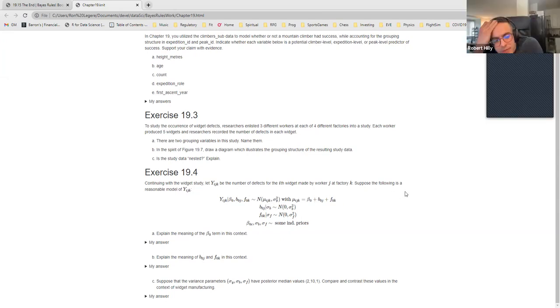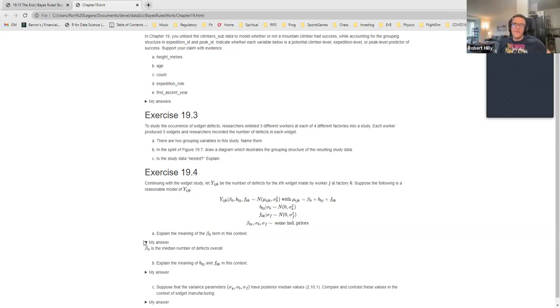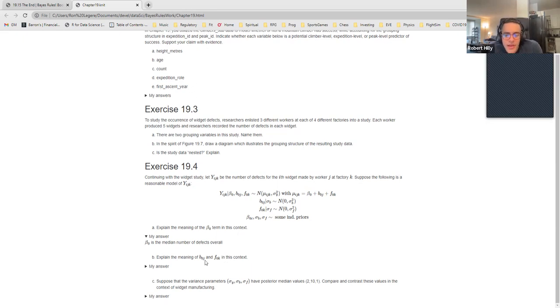So how would you explain that in words? I guess that would just be the average number of defects. Yeah, I think that's what I said. Or median. But median and average are the same here. Yeah, overall, the number of defects overall. The global parameter. And then beta zero j would be worker j. So I'll just use median: their median number of defects that the jth worker makes.